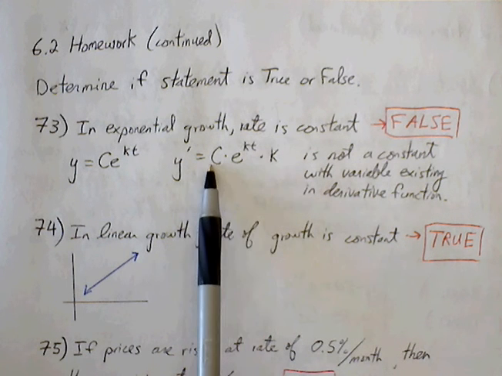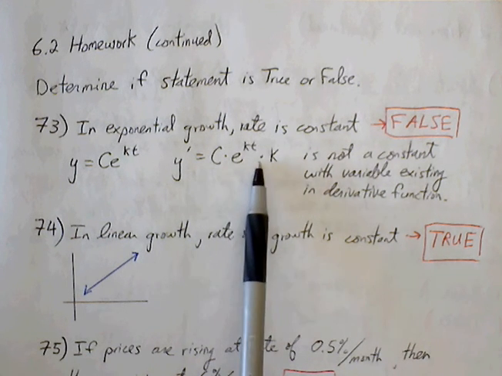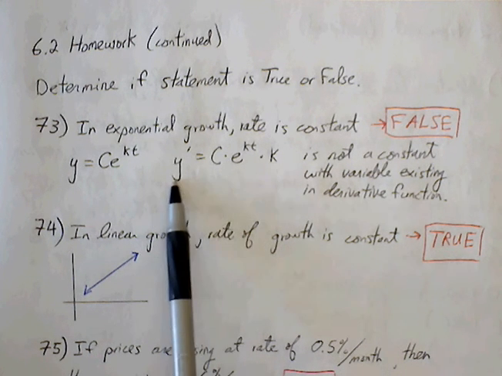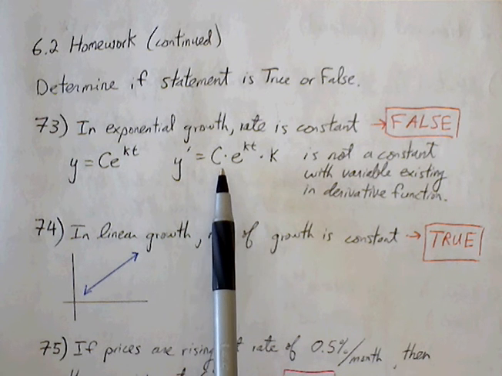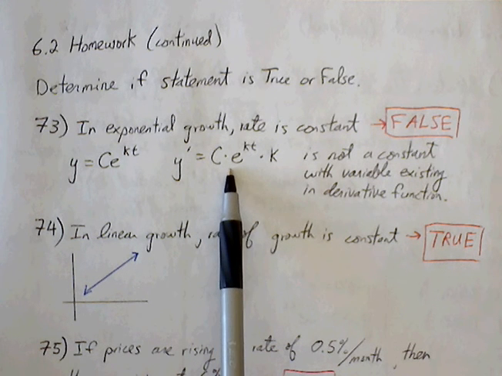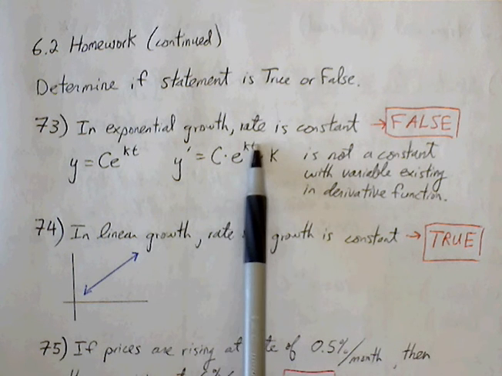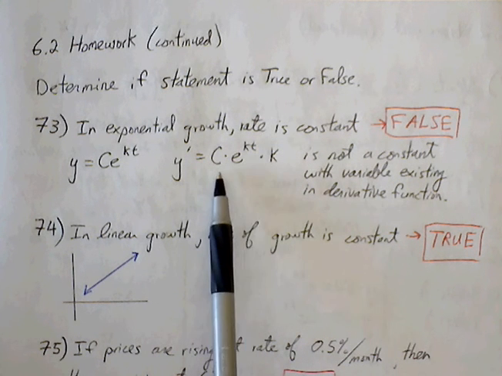So this is going to be constantly changing. Something that would be a constant growth rate would be if y prime is equal to c times k. That would be a constant. But we have a variable here, so that variable is always going to be changing. This is not going to be a constant growth rate.